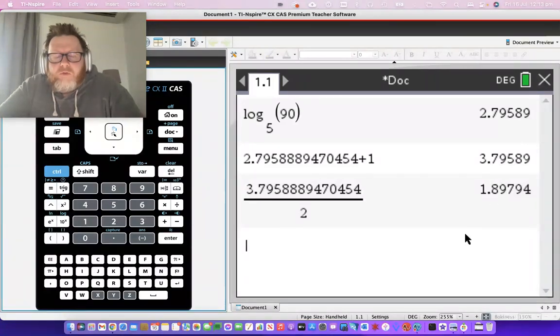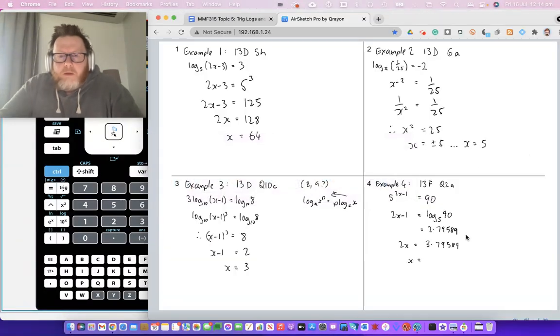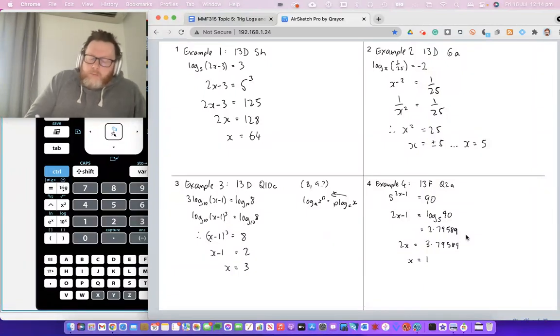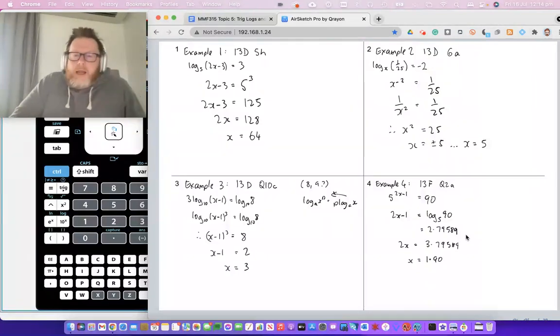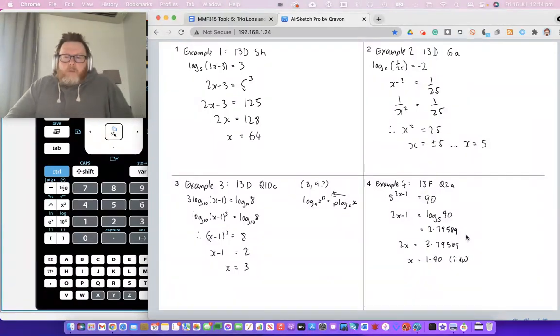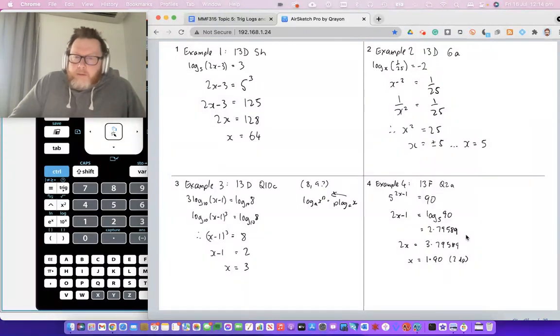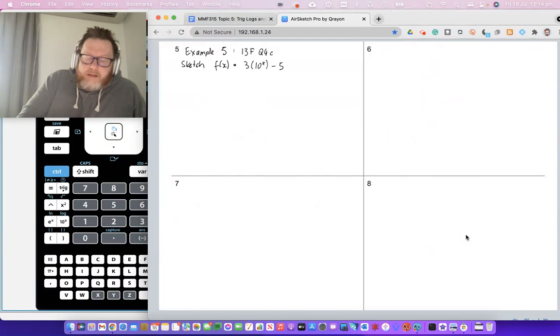And it's one of those very rare occasions where you put in an end 0 after a decimal point, and it demonstrates to the reader that you rounded in some way. Okay, so that's basically it. 1.90 is the answer there. The fifth and final example is from 13F question 4C, and it's a sketching problem. But now we can do a little bit more work with our sketching than we did before.